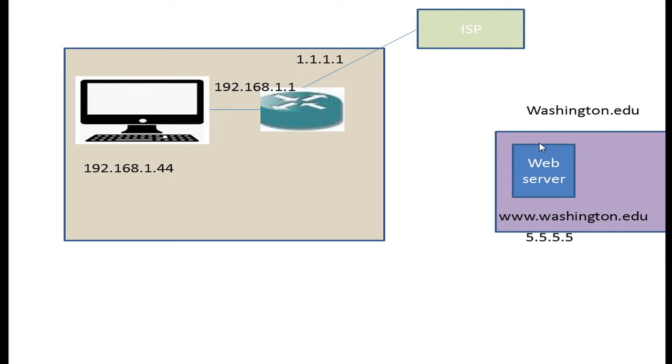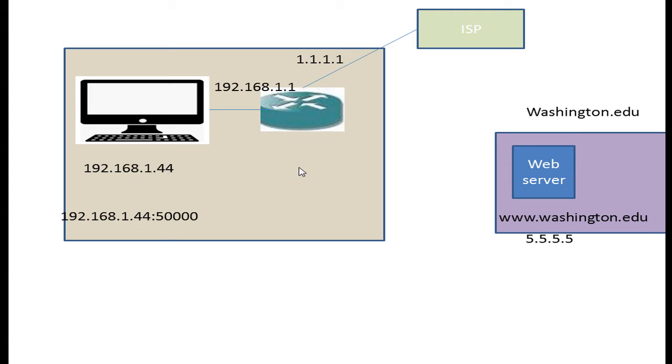Now, let's say that this client in here wants to send some data, some HTTP request to washington.edu, which is the website of a university in Washington. So what happens is that first the client that wants to send a request, in this example a browser, would ask the operating system for a port number. The operating system would assign a port number.